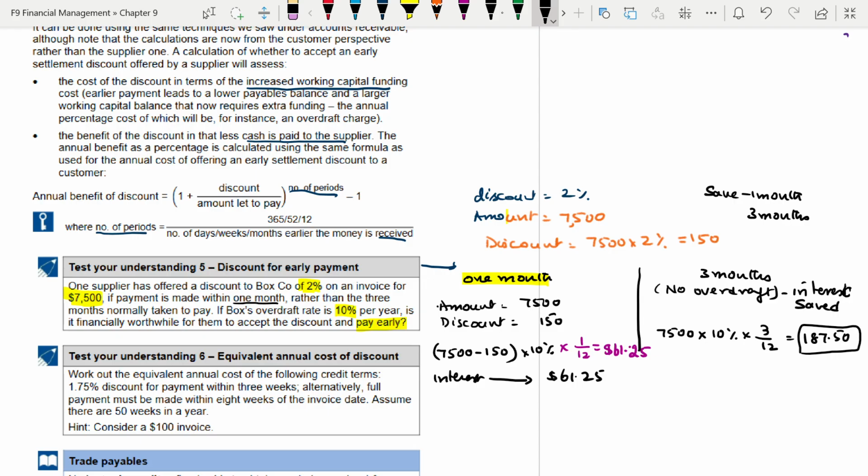We have to decide what amount we are going to work on. If we are taking the 1 month discount facility, how much discount will you receive? You receive a discount of 150. How much are you going to pay as interest? 61.25. How much is the difference you will get?